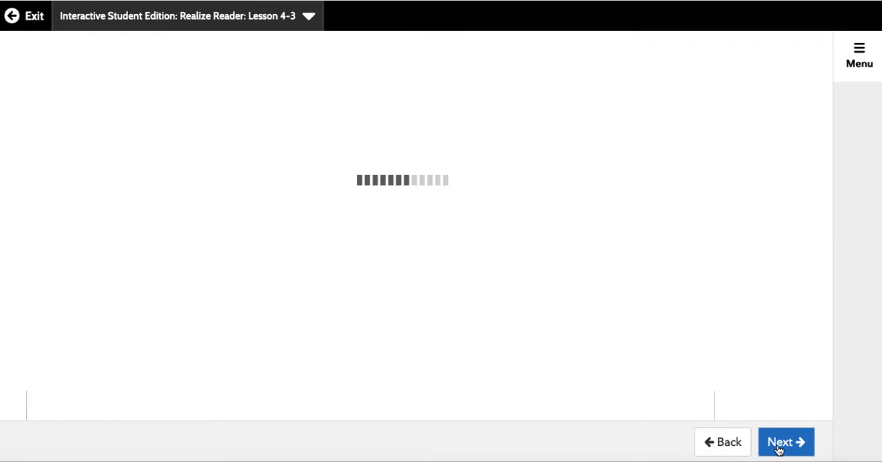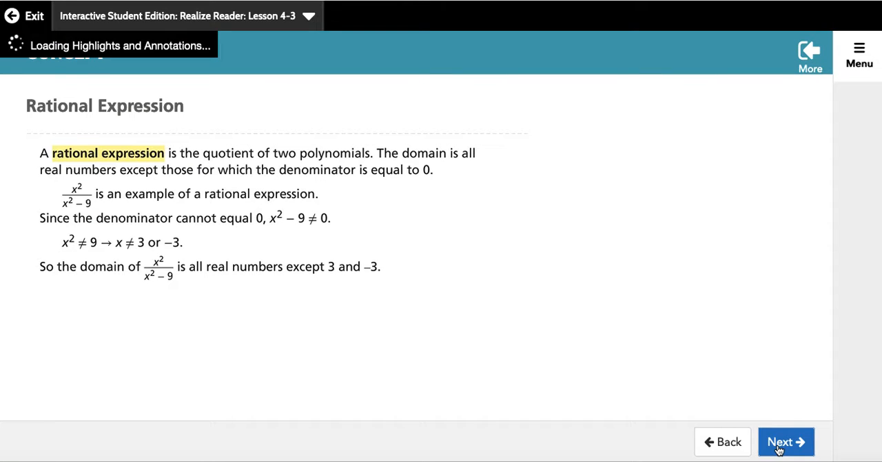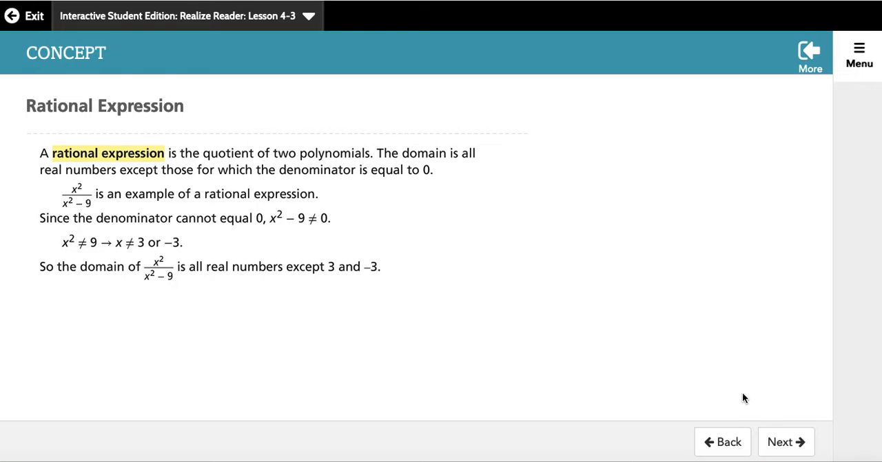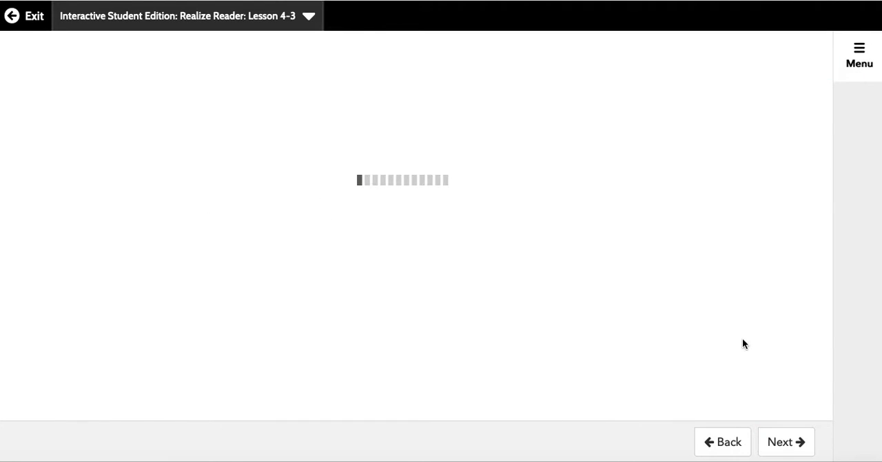Going to the first example, before we do, we have a concept. A rational expression is the quotient of two polynomials. The domain is all real numbers except for those in which the denominator is equal to 0. So we've had this before. That concept isn't new, so I'm just going to move on.